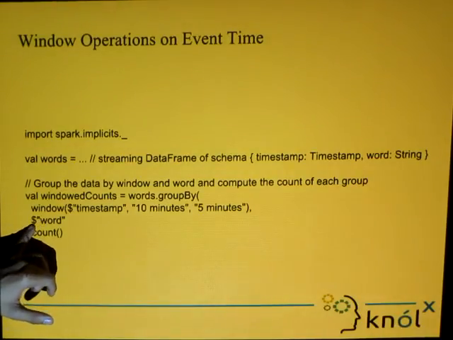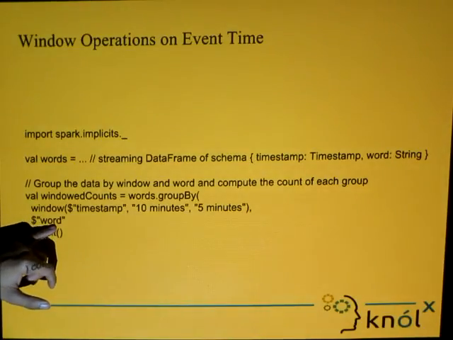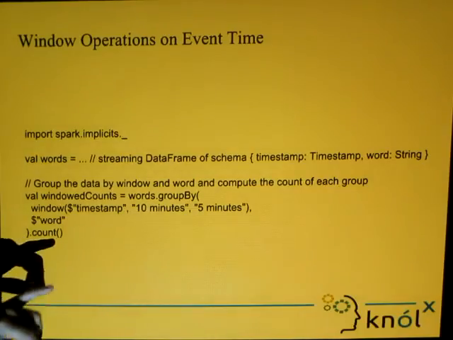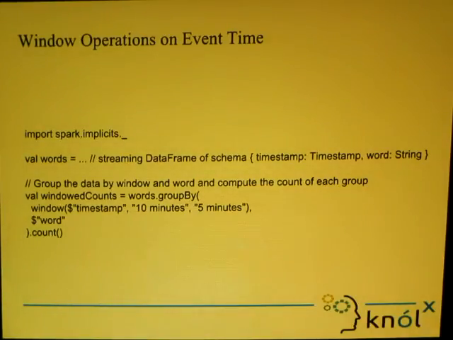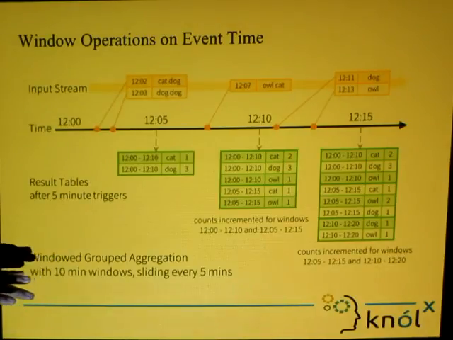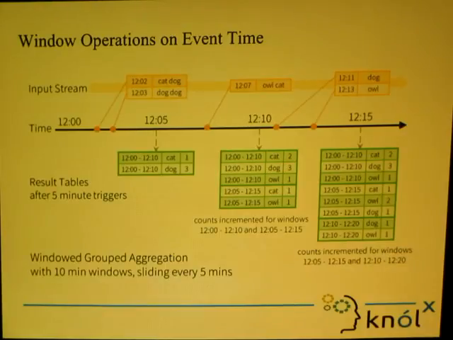So dollar here will reference a column name. This is a shortcut for calling a column name in the words, and we can perform count on this. When we perform count, it is depicted by this figure, like how it will be computed. So this is the time, and we have 5 minute triggers. For every 5 minutes, we have a result of a 10 minute window.